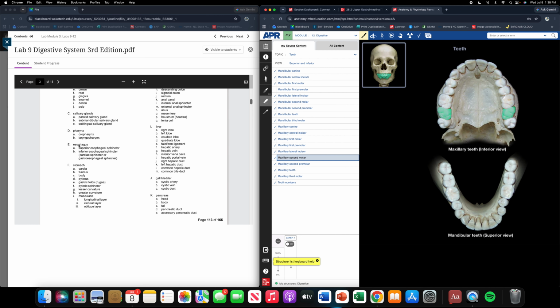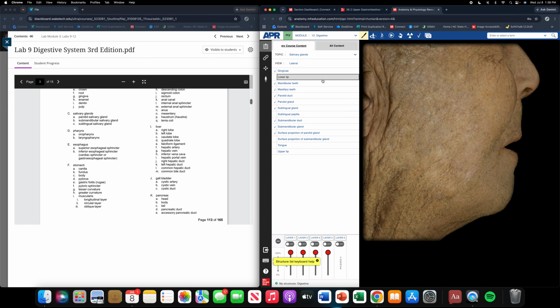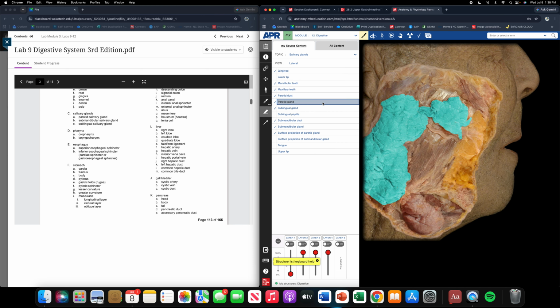All right, salivary glands. So we've seen these once before, so it's a good thing that we can just review these really quick. There are 3 salivary glands. Your parotid is the largest of your salivary glands. It sits just on the side of the jawline, right on top of that masseter muscle.